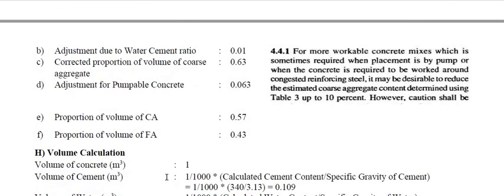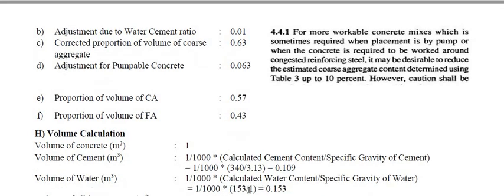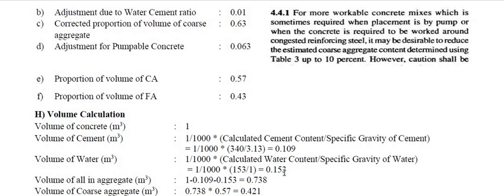Next, volume calculation of all materials. Volume of concrete is 1 meter cube. Whenever we design a concrete mix, we are going to design 1 meter cube of concrete. Then volume of cement in meter cube is calculated by the formula of weight by specific gravity, multiplied by the conversion factor of 1/1000. Again, it is calculated as 0.109 meter cube. Volume of water is also calculated by the same formula as 0.153.